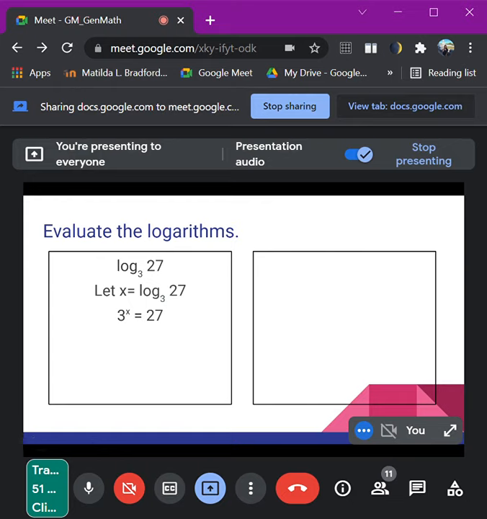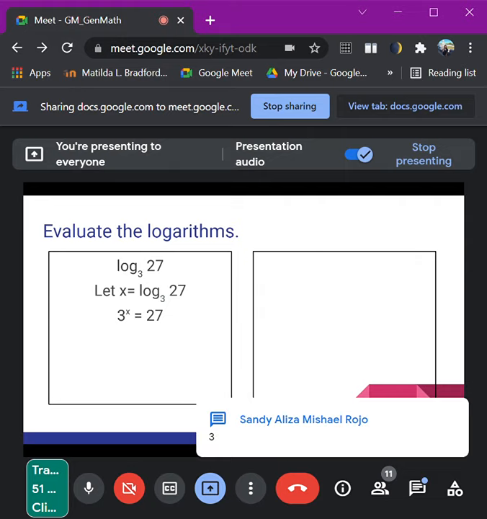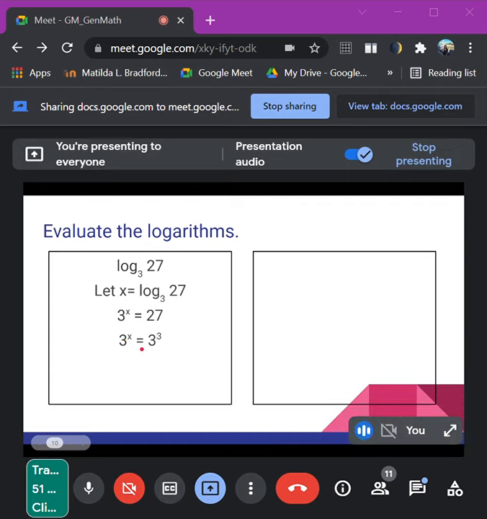So, unsa man natong i-exponent sa 3 nga mo equal siya og 27. Okay, very good. So, you can have 3 raised to the power of x is equals to 3 raised to the power of 3. Because 3 times 3, 9 times 3, that is 27 man.